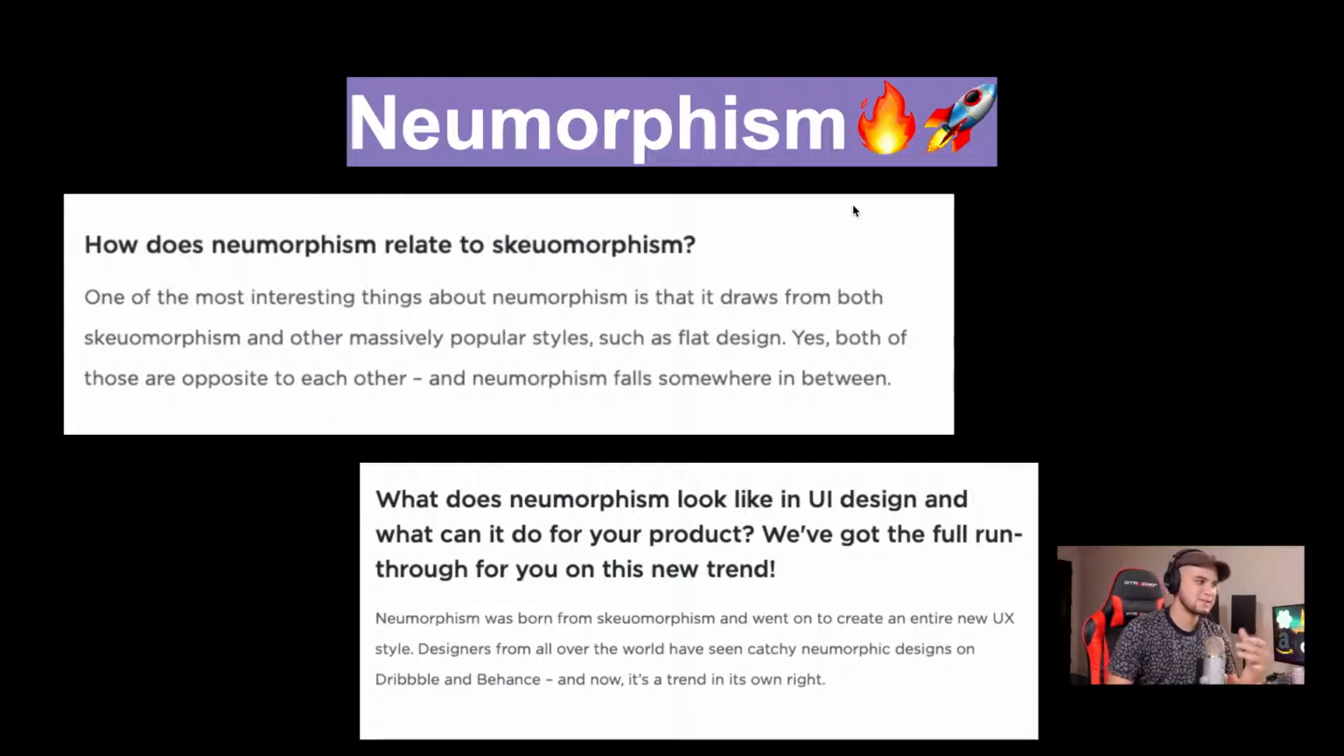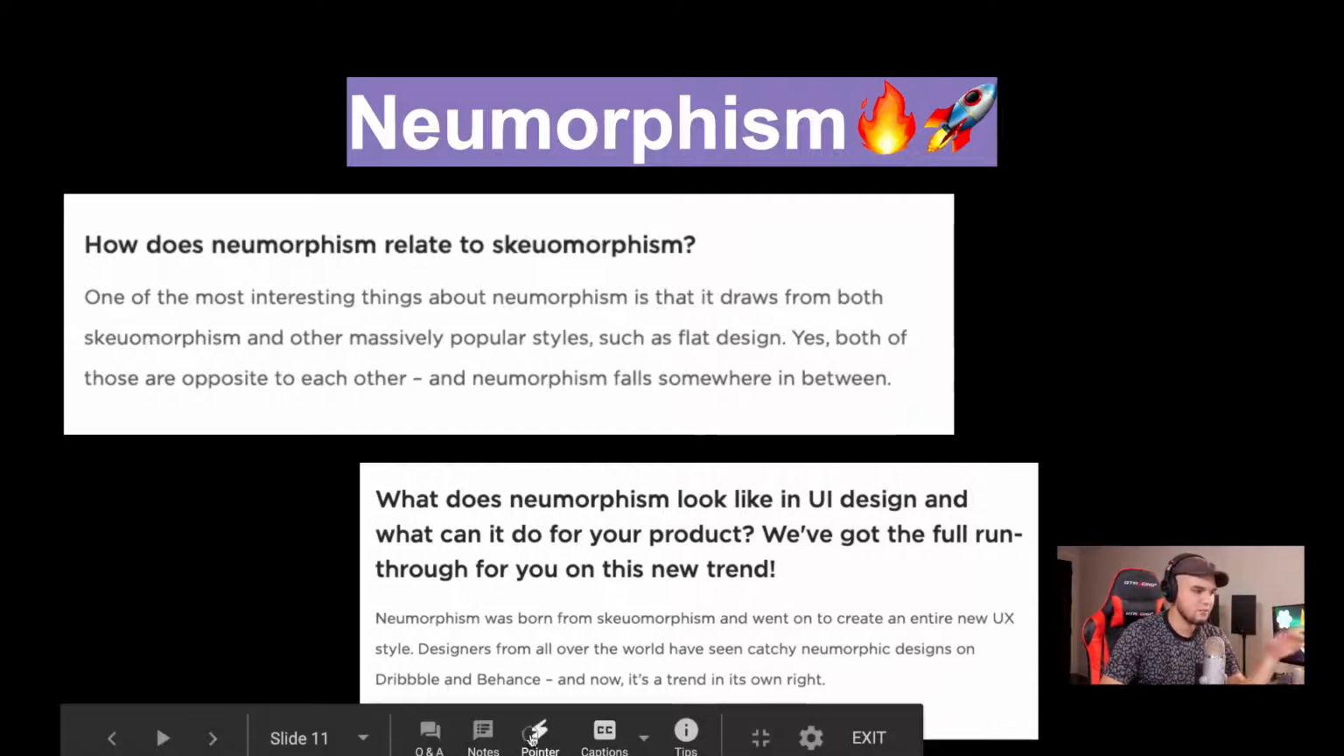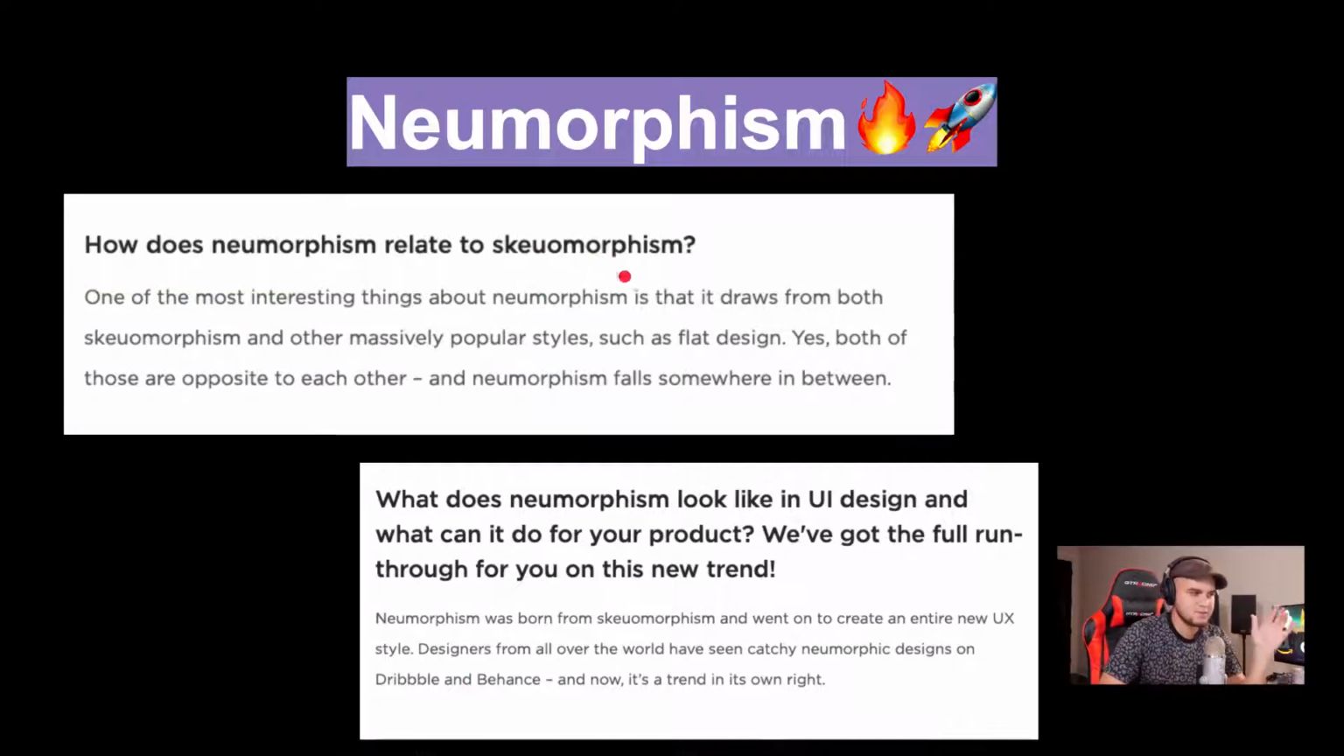And what is it exactly, right? So how does neomorphism relate to skeuomorphism? The cool thing about neomorphism, let me actually get my presentation tool right here. Neomorphism came from skeuomorphism. And what the frick is that, man? As Nas would say. One of the most interesting things about neomorphism is that it draws from both skeuomorphism and other massively popular styles. I want to be clear with you guys, because these seem like really big words, but in reality, they're pretty simple to understand.